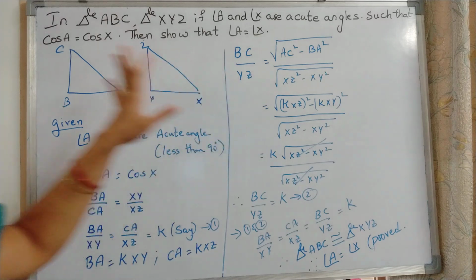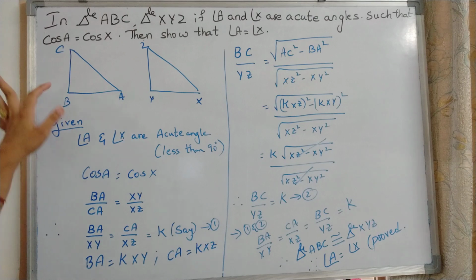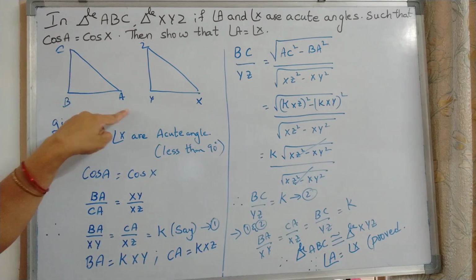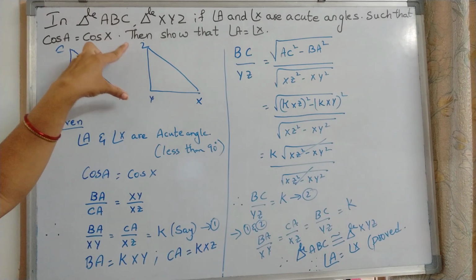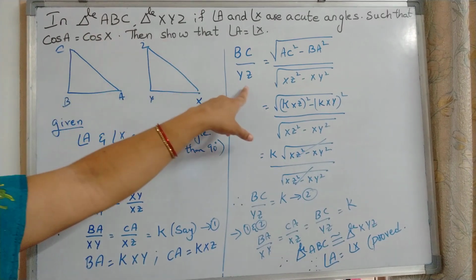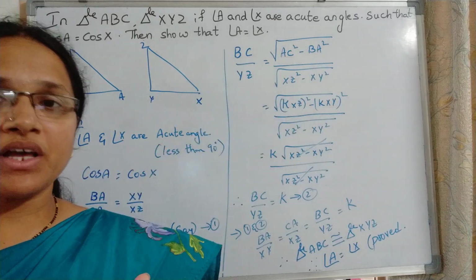And after that I took the third side, which is not at all taken here. See, CA is taken and BA is taken. Only BC is not taken. So BC by, what is the third side in the other triangle? YZ. So take this side also. So BC by YZ is equal to, let us write them according to the Pythagoras theorem.